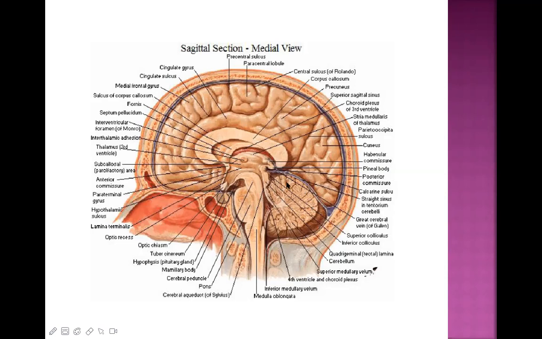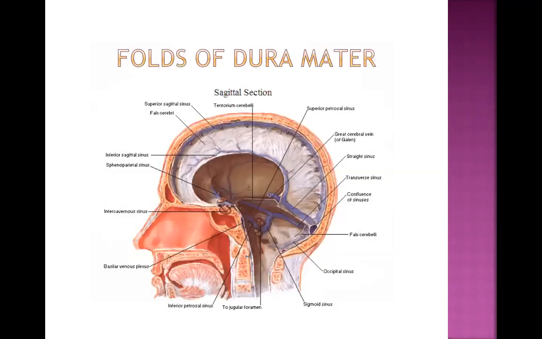This is cerebellum. Now this is sphenoid sinus. Here is the frontal sinus. This is nasal cavity. So these are some of the important structures of the brain and related areas.